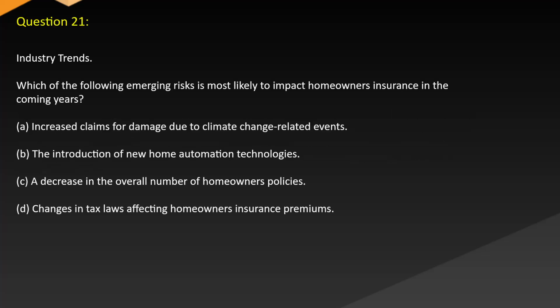Question 21. Industry trends. Which of the following emerging risks is most likely to impact homeowners insurance in the coming years? A. Increased claims for damage due to climate change-related events. B. The introduction of new home automation technologies. C. A decrease in the overall number of homeowners policies. D. Changes in tax laws affecting homeowners insurance premiums.